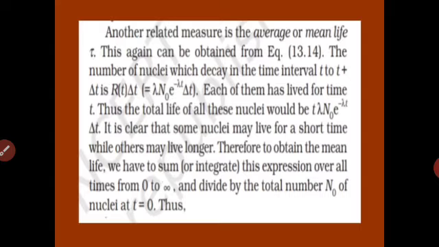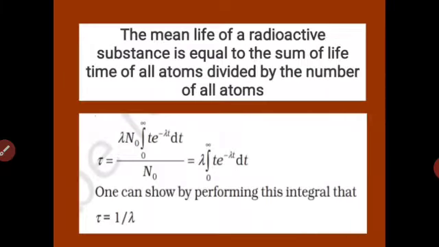Say you have 5 numbers, 1, 2, 3, 4, 5. You want to take the mean of these numbers. What we do is we write 1 plus 2 plus 3 plus 4 plus 5 divided by 5. So we are taking the sum of the numbers and dividing it by the total number, that is 5. Here also we are doing the same. We are looking for the mean life, so we are taking the sum of all the lives and dividing it by the number N naught.